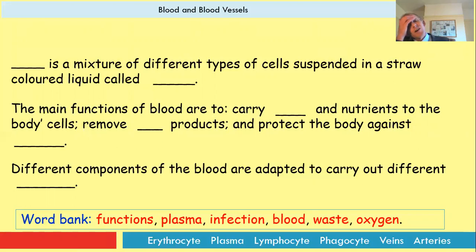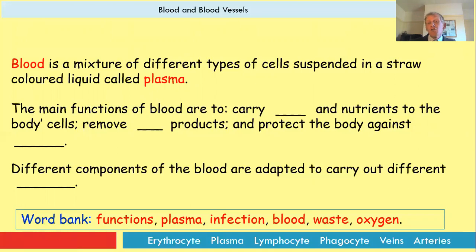Okay, guys, well done for having a go at that. Now, we'll go through the answers. The first space we had at the beginning of the sentence: blood is a mixture of different types of cells suspended in a straw-coloured liquid called, I'm hoping most people have got this one right, plasma.